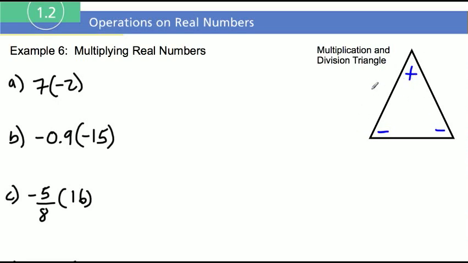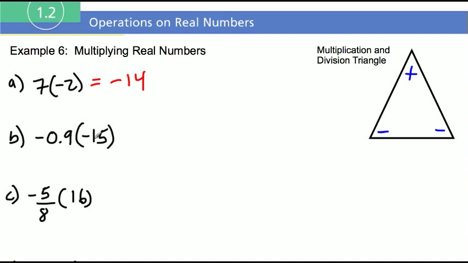Cool, huh? So you can use this triangle as a way to know the sign. It doesn't tell you what the answer is, but at least it tells you the sign, which is half of doing these problems. Okay, so 7 times negative 2 is negative 14. 7 times 2 is 14, but because we have a positive and a negative, bam.